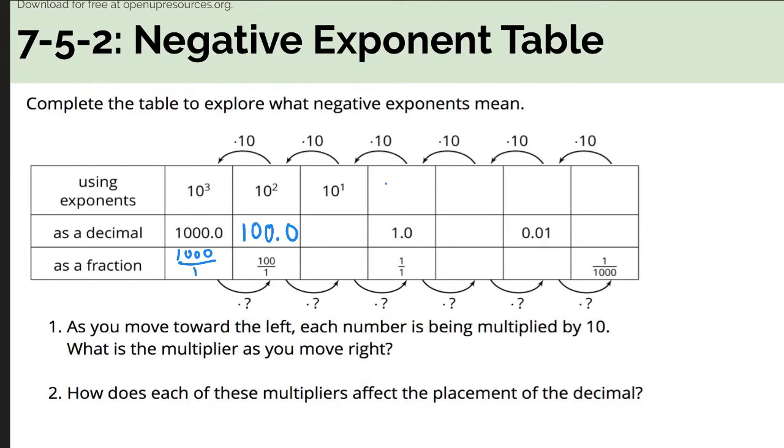Right here, this one is going to be 10 to the 0 power, because if you notice, as we go to the left, this means that we're multiplying by 10 each time. Okay, do your best to fill in the rest of the table and then start again when you're ready.